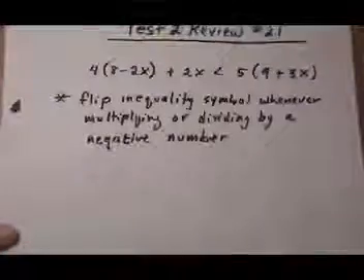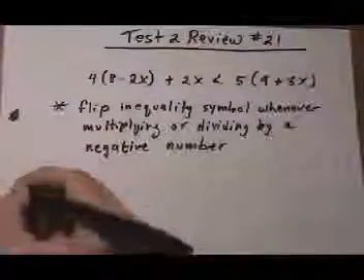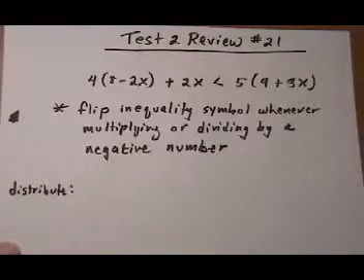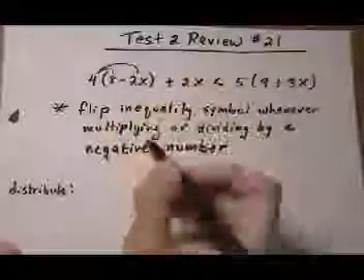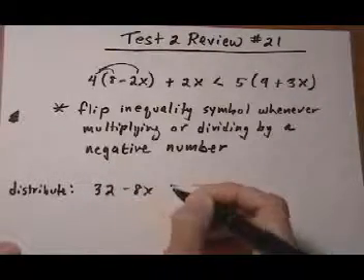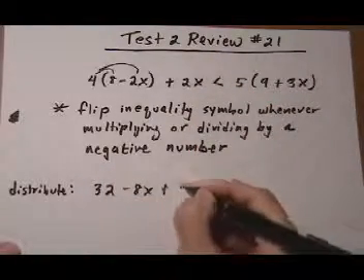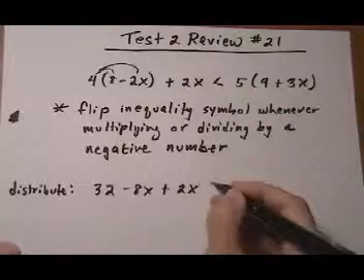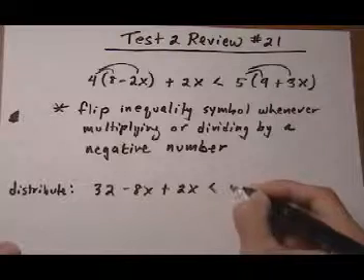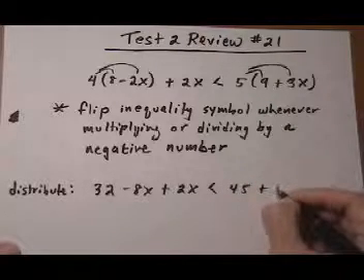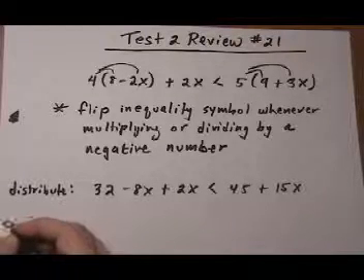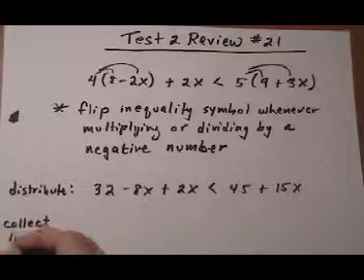So with a linear equation, our first step is distribute. So let's go ahead and give the 4 to both pieces here. So we get 32 minus 8x. Bring down the plus 2x. Keep the inequality like it is. And then we do 5 times 9 is 45 plus 15x. Distributing's done.